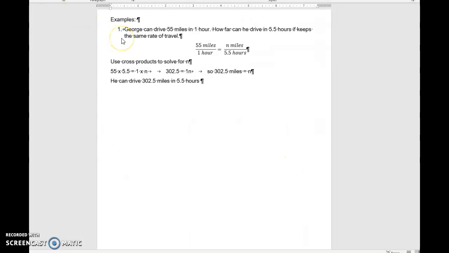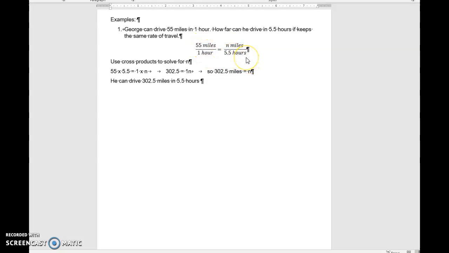Here's an example of setting up a proportion. We have the problem. It says George can drive 50 miles in 1 hour. So how far can he drive in 5.5 hours if he keeps the same rate of travel? In other words, 55 miles in 1 hour, how far can he drive in 5.5 hours? So we set up our proportion. I put 55 miles over 1 hour is equal to the number of miles he can drive in 5.5 hours.